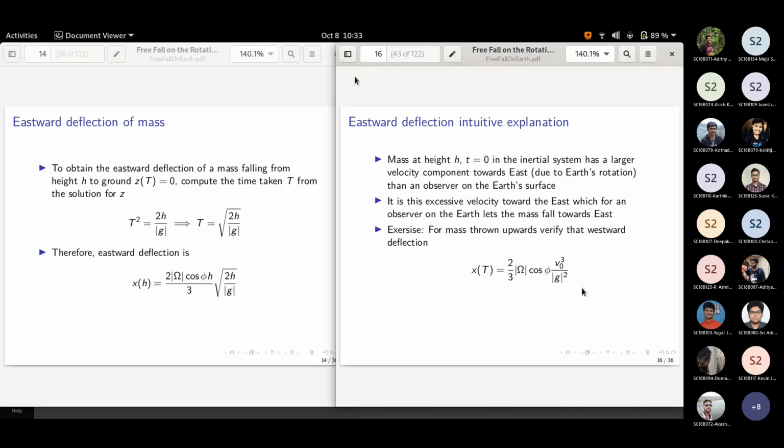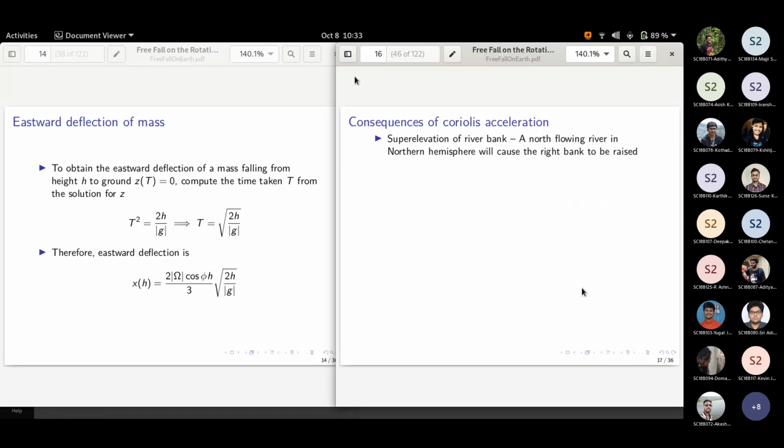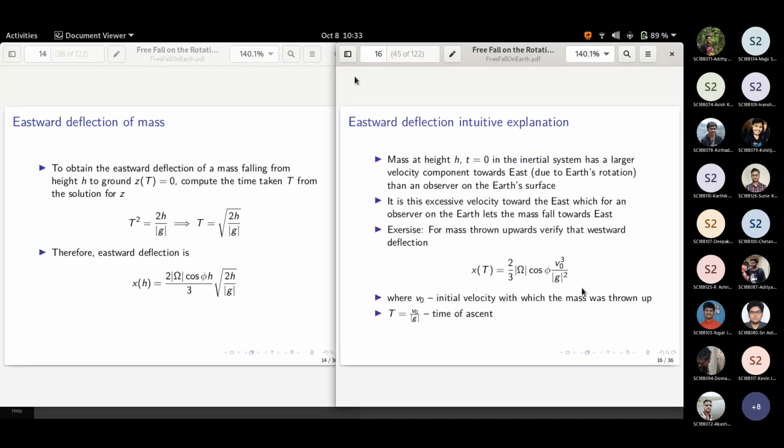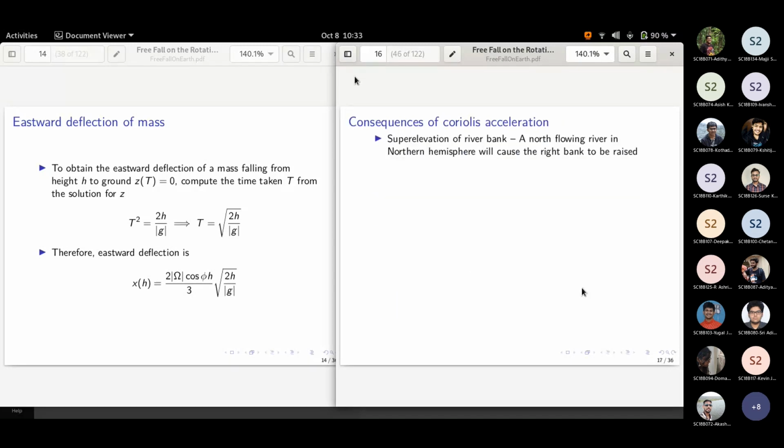So, okay, the initial velocity with which the mass was thrown up. These we already know. There are some other smaller consequences. I will just mention them. You can go and check how correct these claims are.